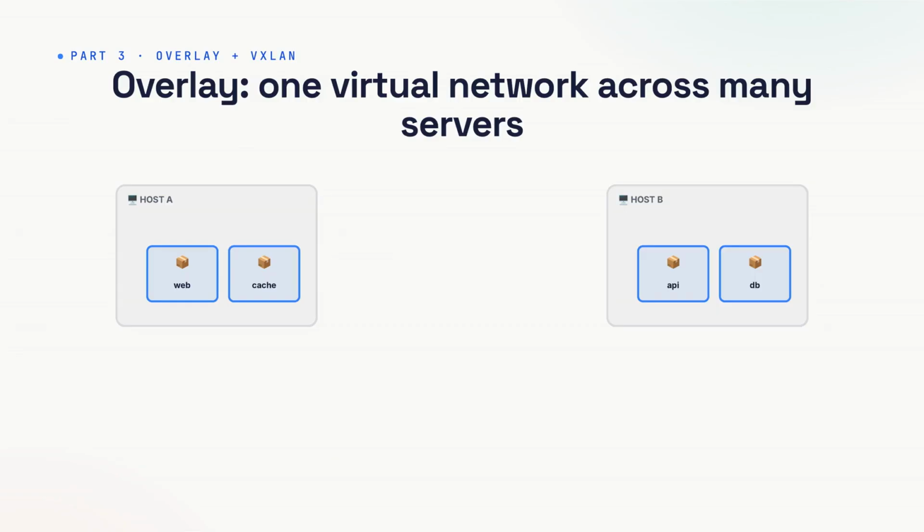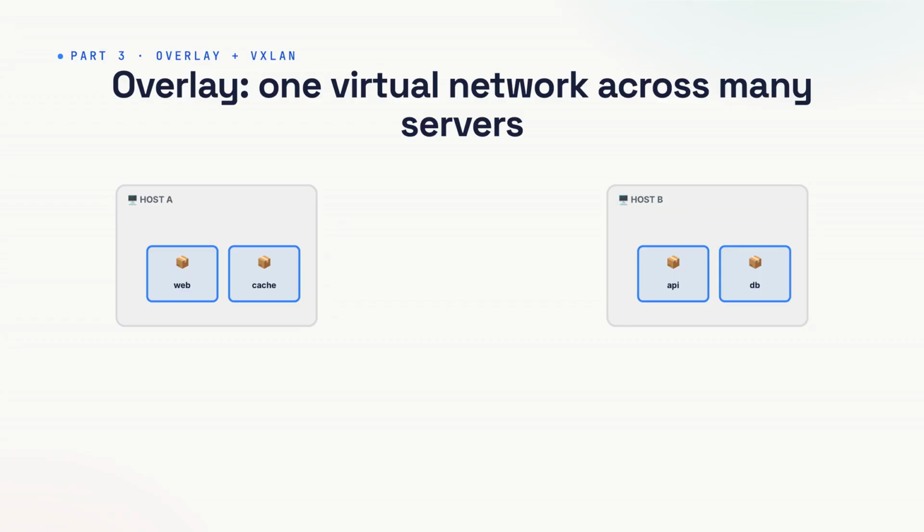Here's the problem it solves. You've got host A running your web and cache containers, and host B running your API and database. Two different physical machines, two separate Docker 0s. Their containers are on totally different private networks, and have no idea the others exist.